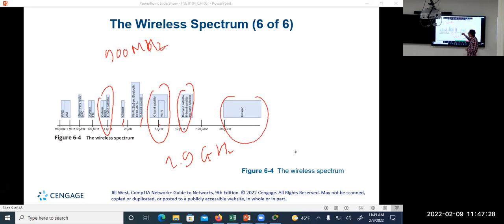So it depends on the range of frequency, and you see that sometimes you have interference here. If you have frequency bands that are too close together, you have interference here.